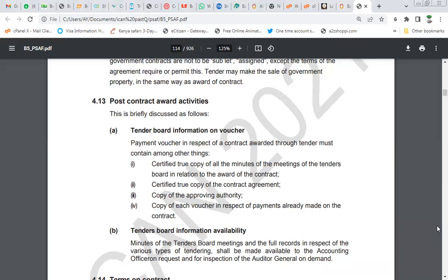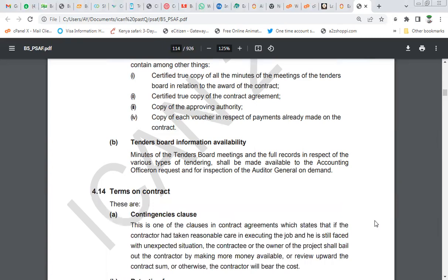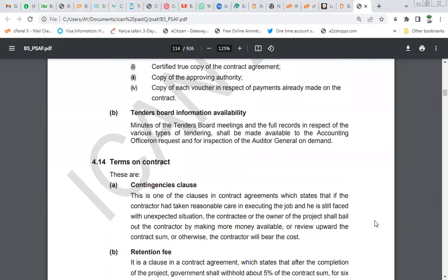So, a payment voucher in respect of a contract awarded through tender must contain, among other things: one, a certified true copy of the minutes of the meeting of the tender board in relation to the award of the contract; a certified true copy of the contract agreement; a copy of the approving authority; and a copy of each voucher in respect of payment already made on the contract. Contract board information availability: the minutes of the tender board meeting and full records in respect of the various types of tendering shall be made available. So you can read that one through.